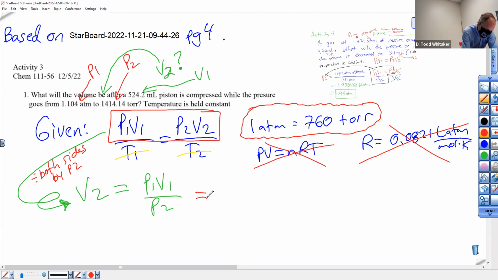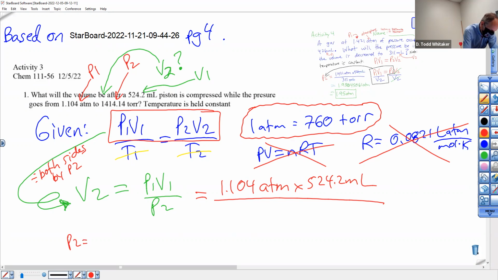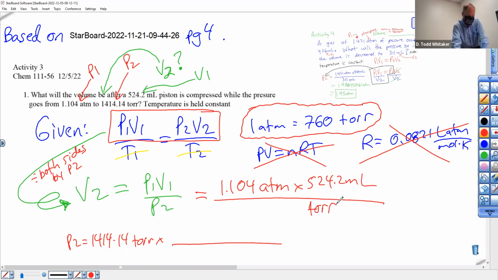P1, 1.104 ATM. And what's V1? 524.2 ml. What's P2? I wouldn't plug it in right down here. P2. How do you know you got an issue if you just put 1414.14 torr up there? V2 needs to be in milliliters. If you put torr down here, are you going to get milliliters? No. You got to get rid of ATM.